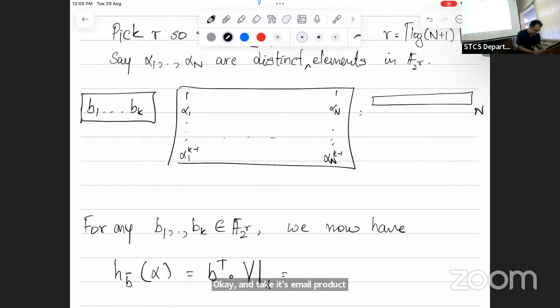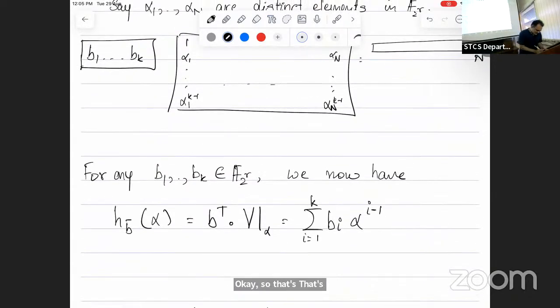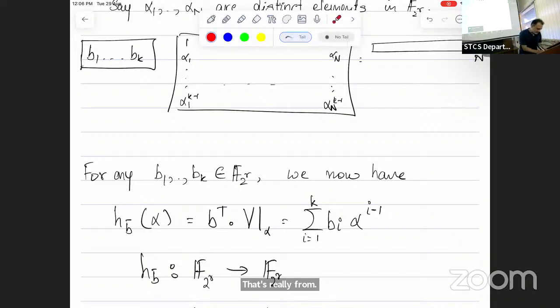Okay, so this is the same thing as saying this is the summation of b_i times alpha to the i minus 1, where i goes from 1 to k. Okay, so that's what this map is. And in fact, this is a map that's really from F_{2^r} to F_{2^r}.